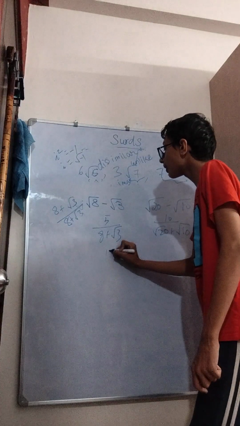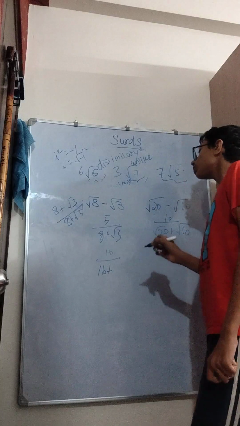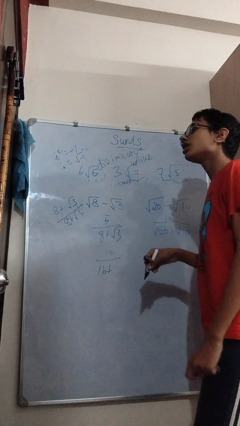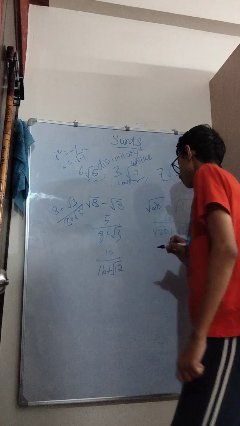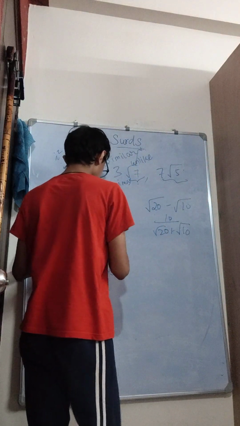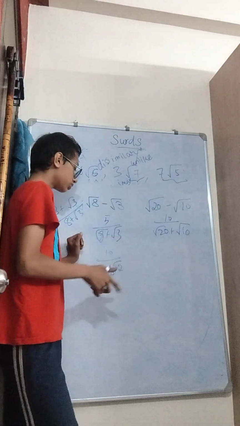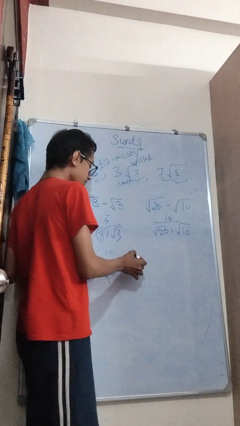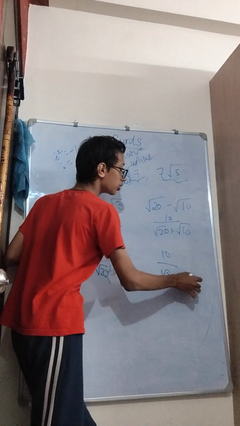So now this will become 10 by 16 plus, so what? So 2 root 3. So 2 root 3 is root 12. No, this is root, right? So 2 into 4, yeah, 32 you will get. This will get 12 and 10 by root 20 plus root 10.